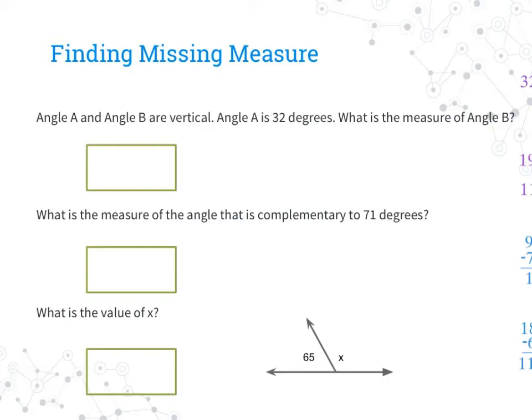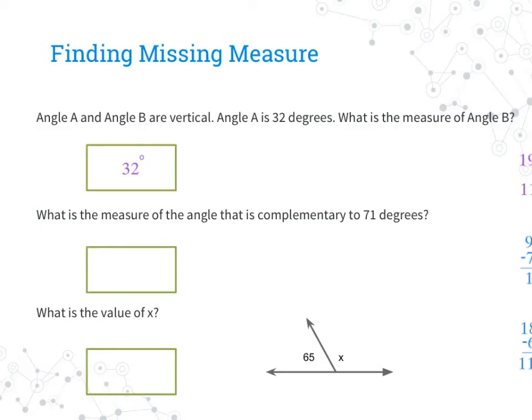So in this case it says angle A and B are vertical and angle A is 32 degrees. What is the measure of angle B? So I don't have to do any math, I just have to remember the relationship of vertical angles. I know that vertical angles are congruent and they're also equivalent, which means if angle A is 32 degrees, then angle B is also 32 degrees.